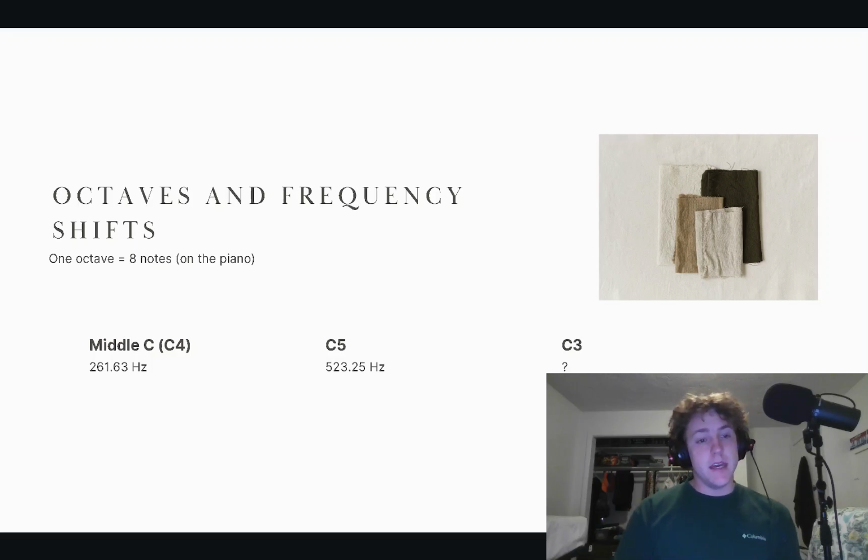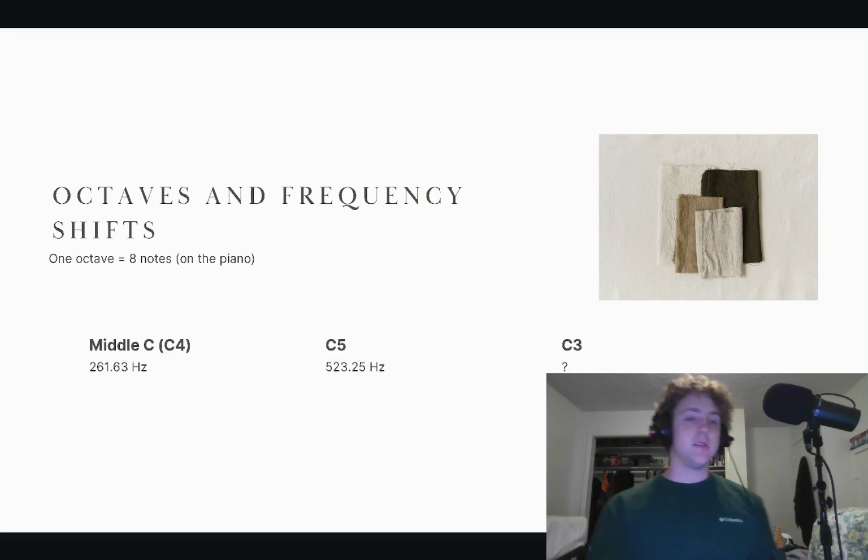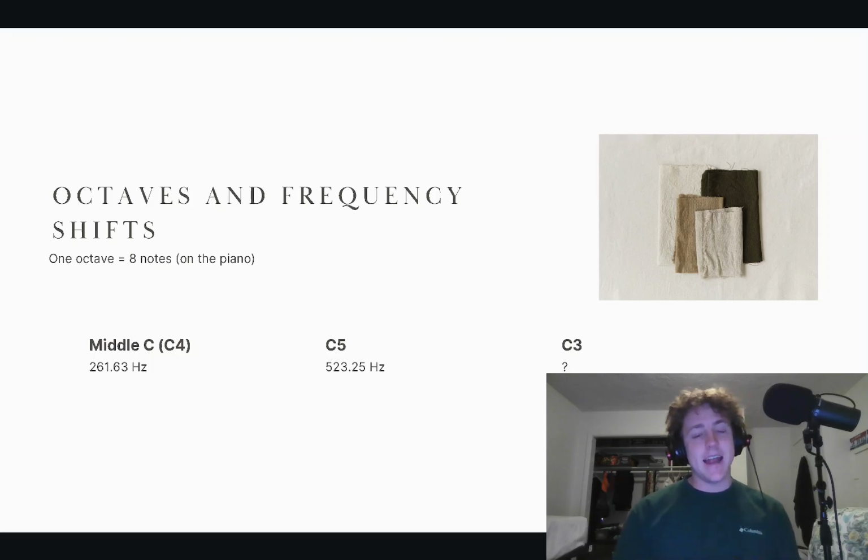So we have middle C here, which is at 261.63 hertz. That is middle C, right? That's the middlemost note on the piano. C5, an octave above, is 523.25 hertz. Now, if you take a look at it and do a little bit of math in your head, you'll notice that C5 is almost a perfect double of C4.